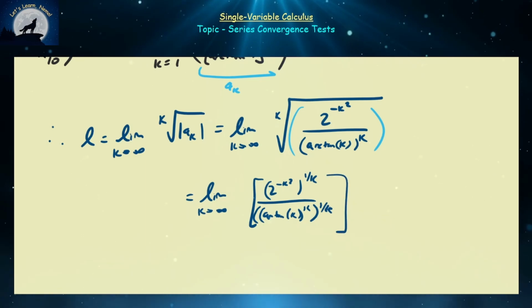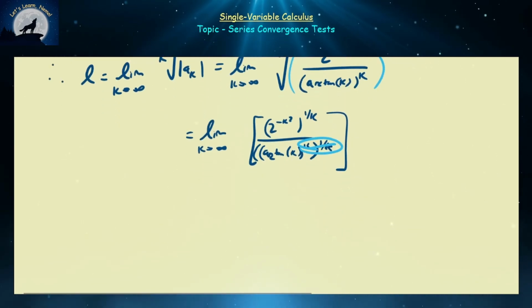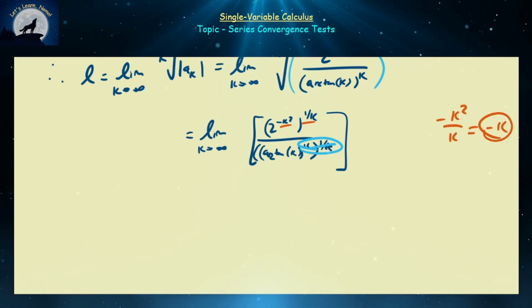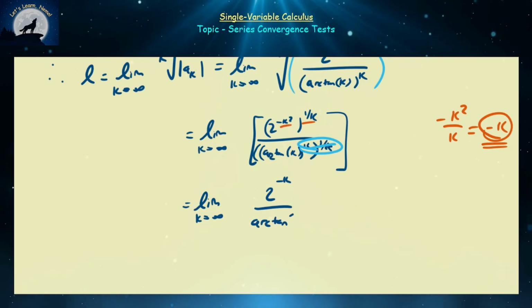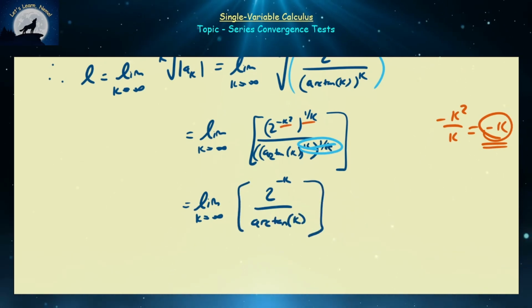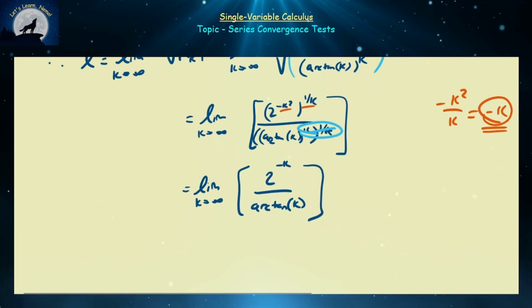Lots of parentheses there, but most importantly, notice that that k and that 1 over k will cancel, just leaving us with arctangent in the bottom. And on the top, we're going to have minus k squared divided by k, which is just going to be equal to minus k once we simplify that expression. So this actually simplifies quite nicely. This is going to be the limit as k goes to infinity of 2 to the power of minus k all over the arctangent of k. So our very complicated sequence actually looks very nice.